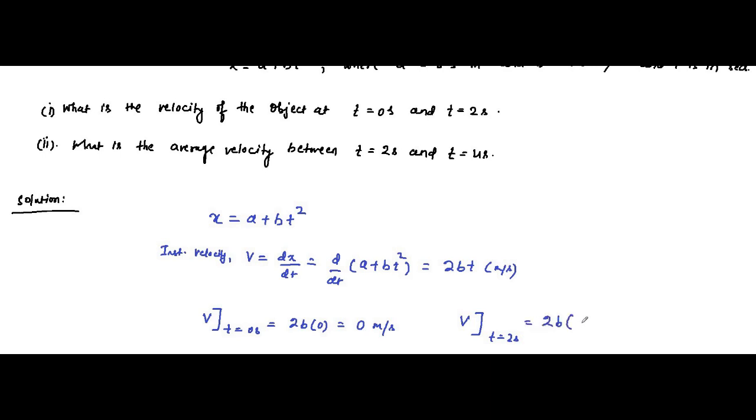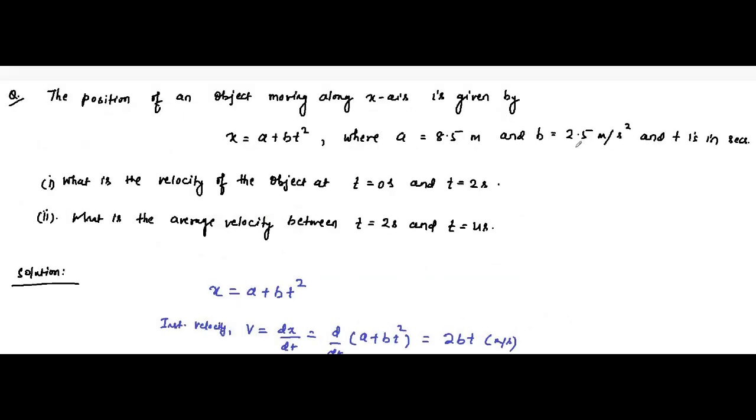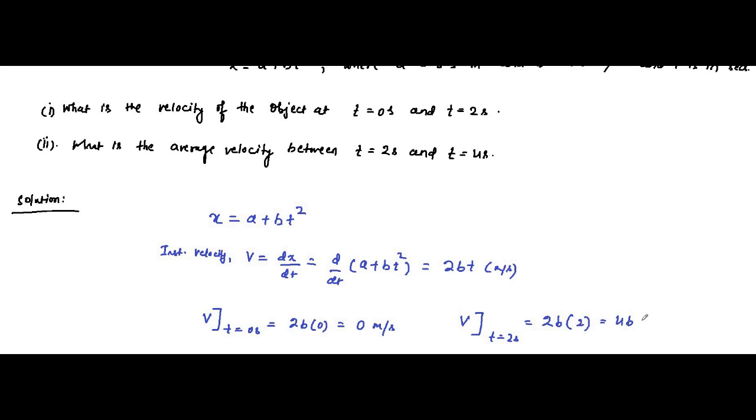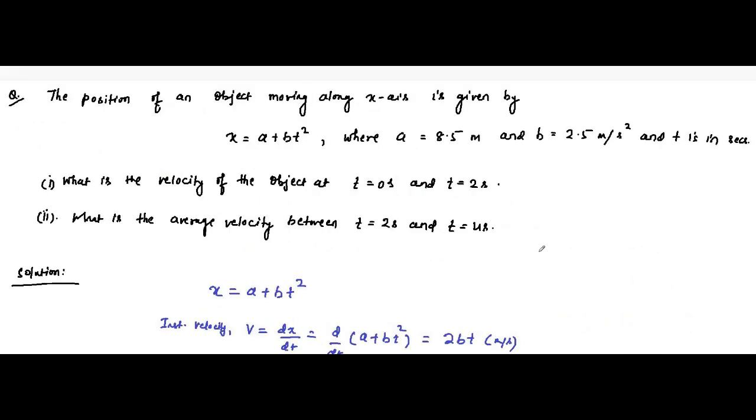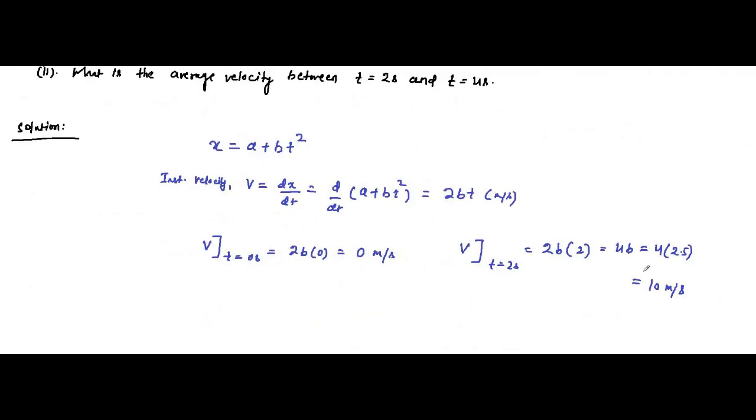Then the second part, the velocity at t equals 2 seconds. It will be equal to 2b, in place of t we substitute 2. So it will be equal to 4b meter per second. The value of b is given as 2.5, so it will be 4 into 2.5, which is equal to 10 meters per second. So the velocity of the object at t equals 2 seconds is 10 meters per second. This is the first bit complete.